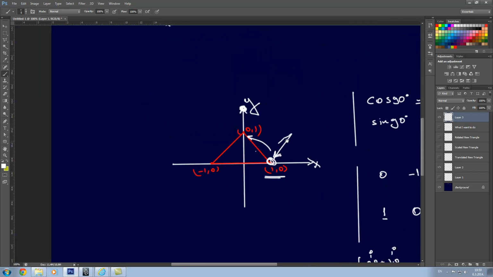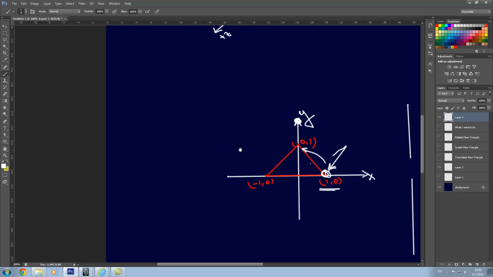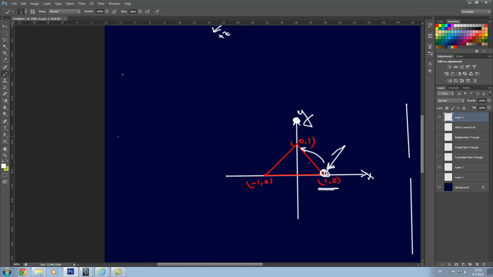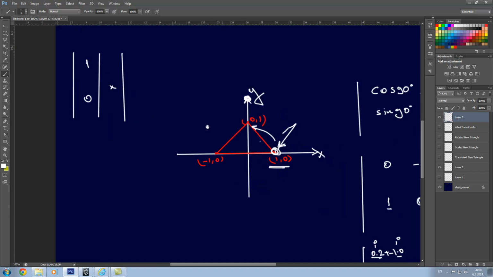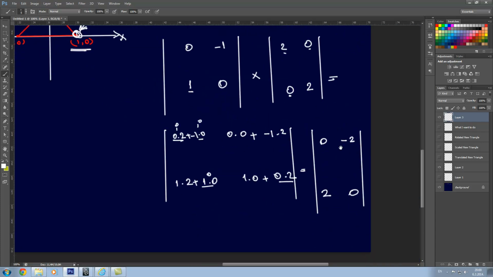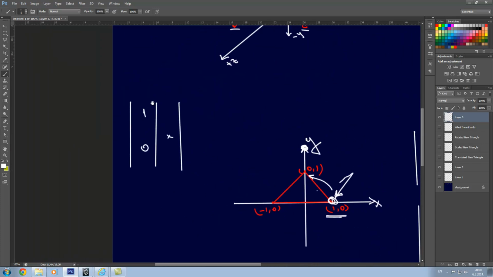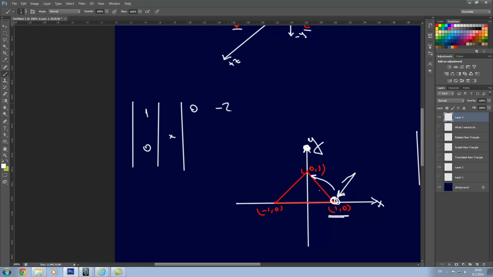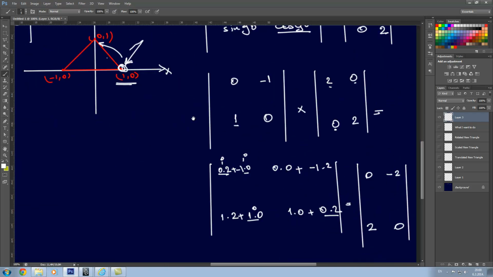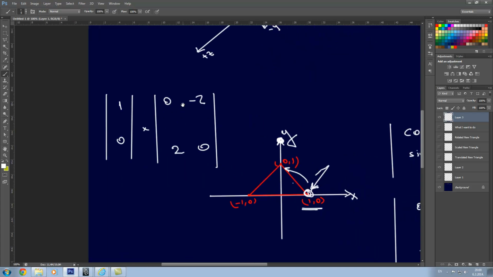Now, let's get on with transforming this point. So I will get my new matrix. Actually, let me put this in a little bit better order. I'll put here 1 and 0 times my new matrix, which is 0 minus 2, 2, and 0. Okay, didn't make a mistake there.